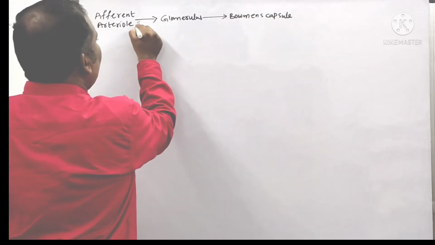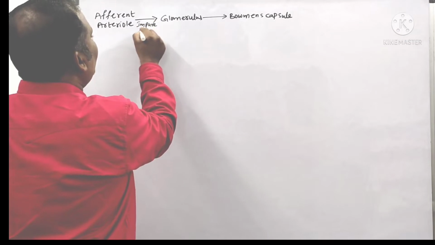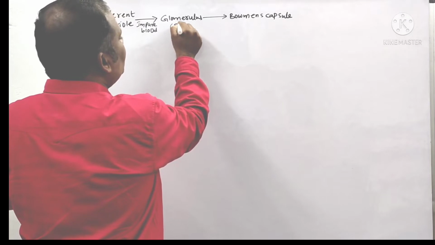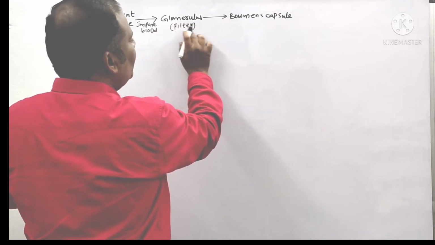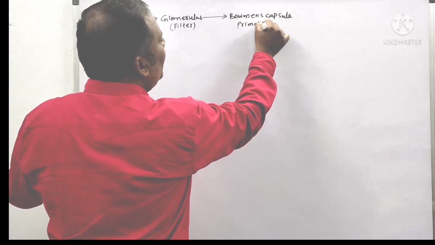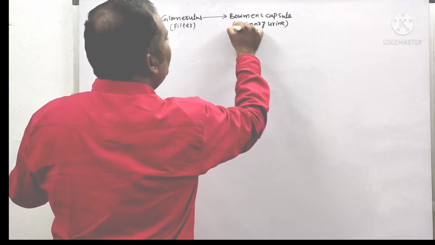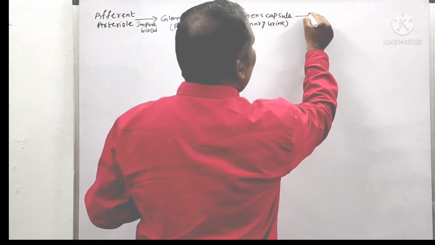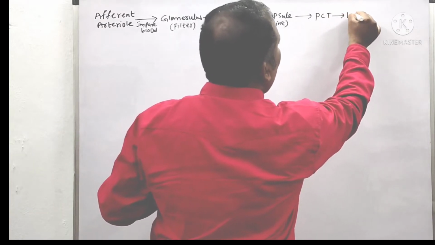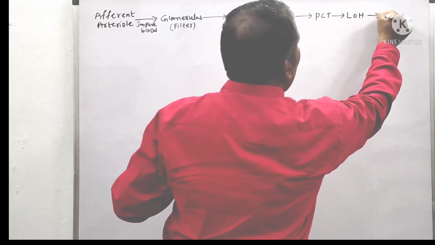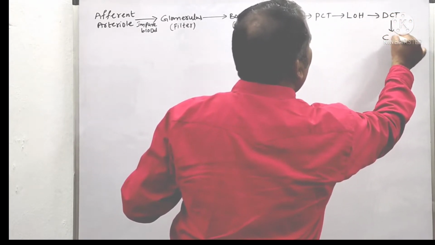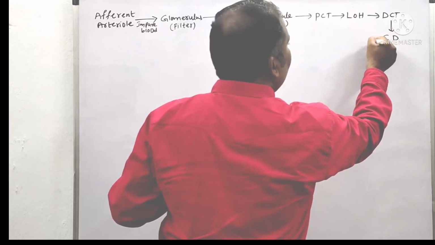At this stage it is called impure blood. The impurities get filtered here in the glomerulus and enter into Bowman's capsule. At that time it is called primary urine. From Bowman's capsule the primary urine enters into the PCT. From PCT it enters into the loop of Henle. From the loop of Henle it enters into the DCT, distal convoluted tubule. From DCT it enters into the collecting duct.